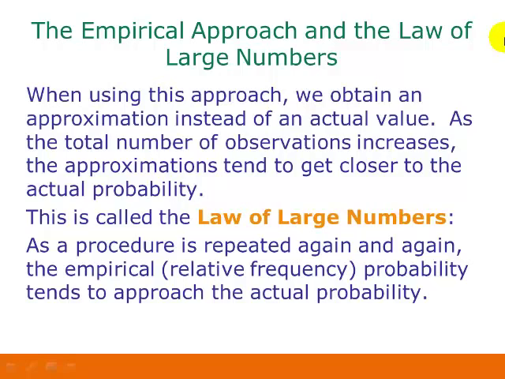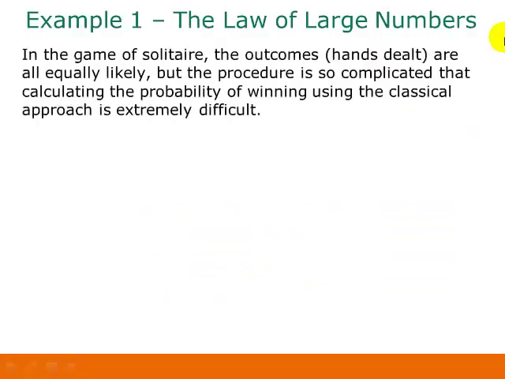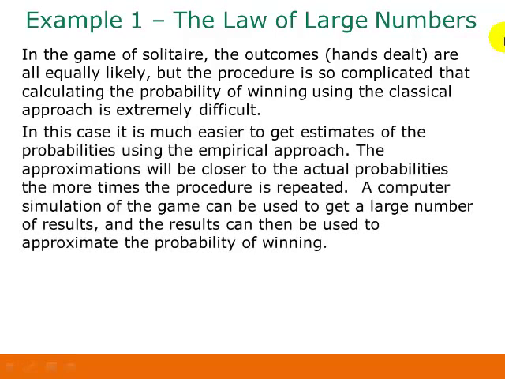So as a procedure is repeated again and again, the empirical or the relative frequency probability tends to approach the actual or the classical probability. Here's an example. In the game of solitaire, the outcomes, or the hands dealt, are all equally likely, but the procedure is so complicated that calculating the probability of winning using the classical approach would be extremely difficult. So in this case, it's much easier to get estimates of the probabilities using the empirical approach. The approximations will be closer to the actual probabilities the more times the procedure is repeated.